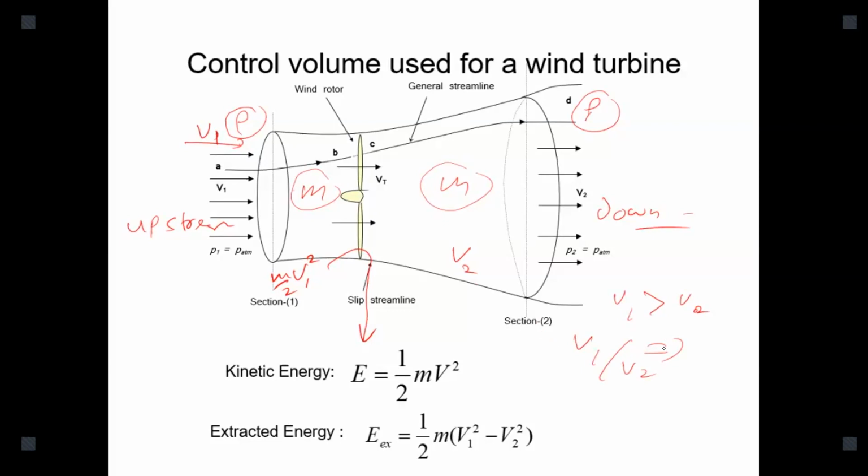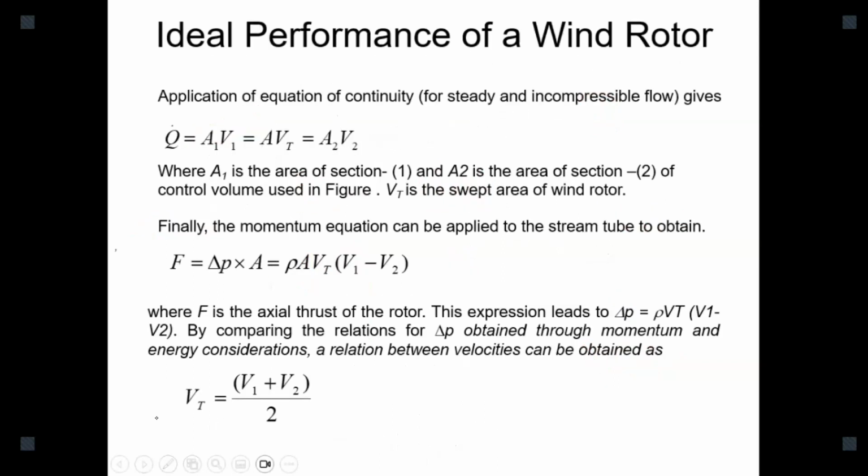What should be the optimal ratio between upstream and downstream for maximum energy extraction? Now we know that for 100% conversion efficiency, to convert all wind energy to mechanical energy, the downstream speed should be 0. But it cannot be possible because of the open air concept. There should be flow there. Now we can write the equation for extracted energy: the kinetic energy in the upstream minus the kinetic energy downstream, and the difference is absorbed by the wind rotor. V1 is the upstream speed, V2 is the downstream speed.